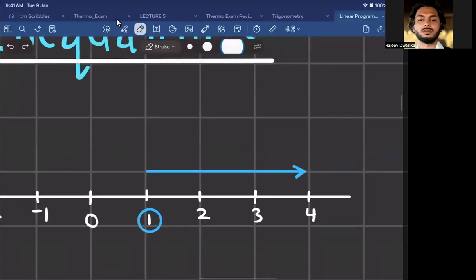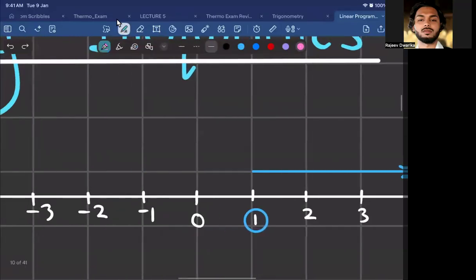If you want a value greater than the value you're looking at, that will be located to your right. So you're pointing in your right direction, right? So the arrowhead to the right. That's the symbol for more than.